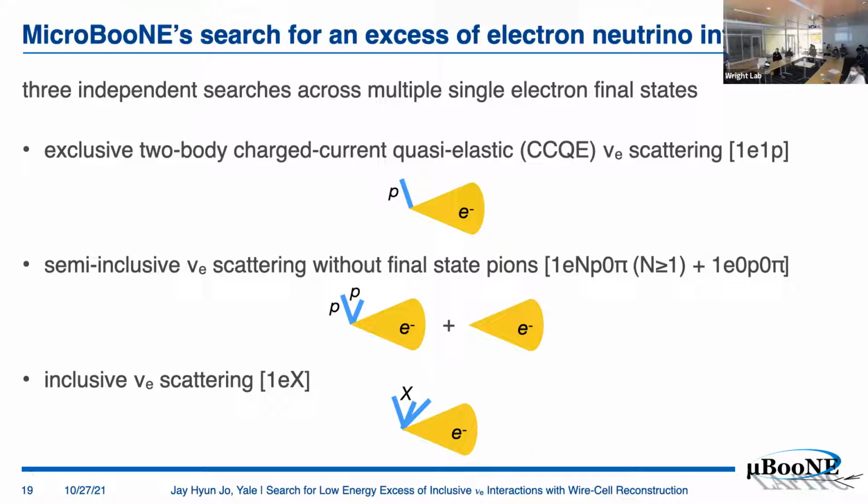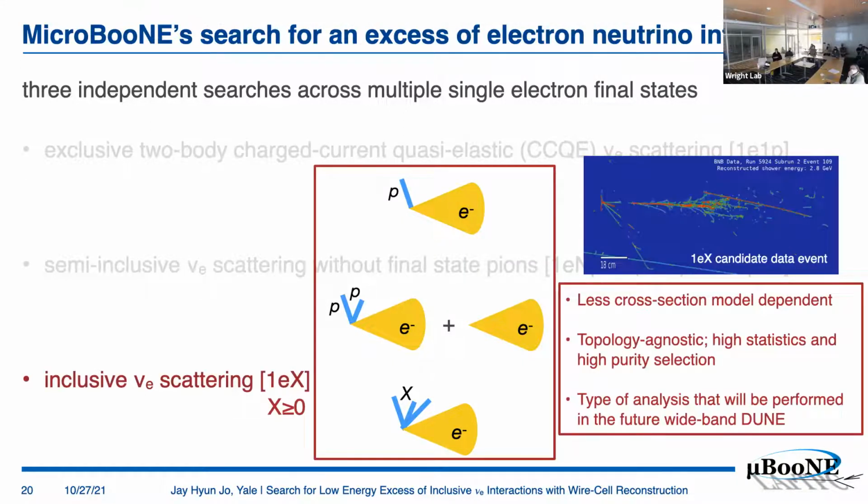And finally, inclusive scattering. Here, we just require that we see the electrons and we don't really care about anything else. It could be 1 proton, no proton, any number of protons, or any number of pions or other hadrons. So that's why it's 1eX. And the strength of this is multifold.